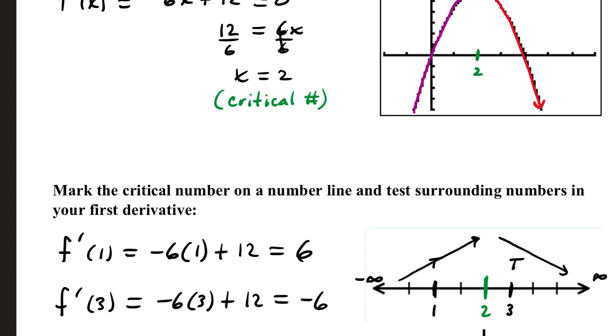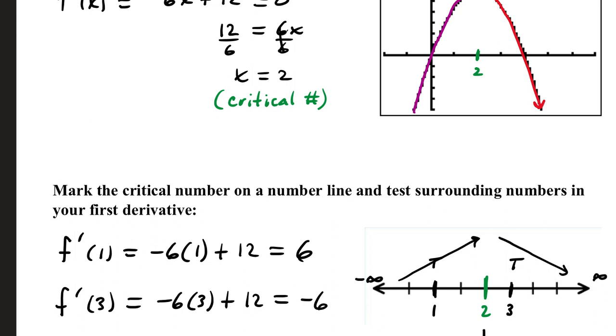When we plug 1 into the first derivative, we get an answer of 6, which is positive. That just tells us our function is increasing left of the critical number. The test number to the right of the critical number, we chose 3, gives us a negative answer, and that tells us that a negative rate of change means our function decreases on the right side of the critical number.